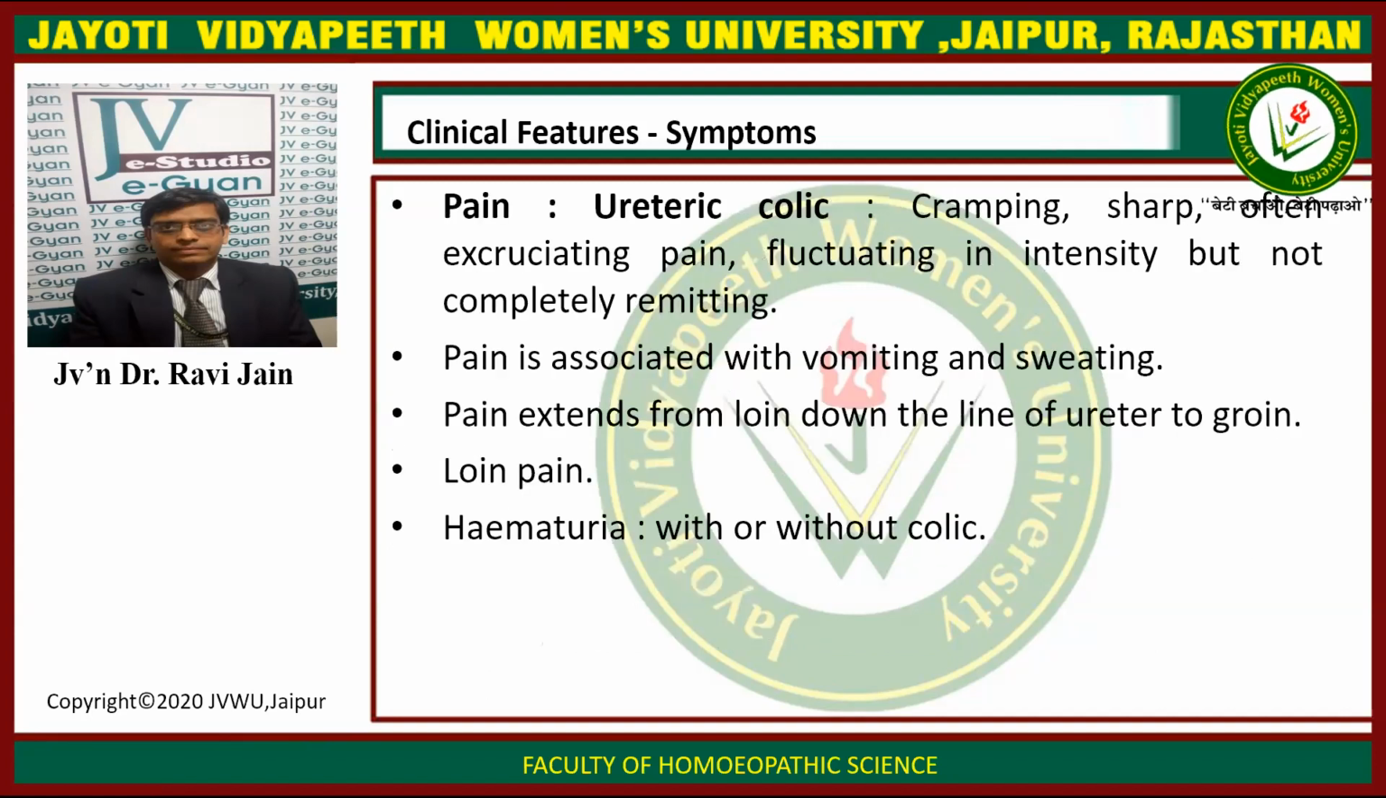Now, another is ureteric colic, the pain along the ureter. That is cramping, sharp, and often excruciating pain. It is very severe, affecting the patient as a whole, fluctuating in intensity but not completely remitting. The patient says the pain is becoming less, then becoming more, but it is not completely subsiding.